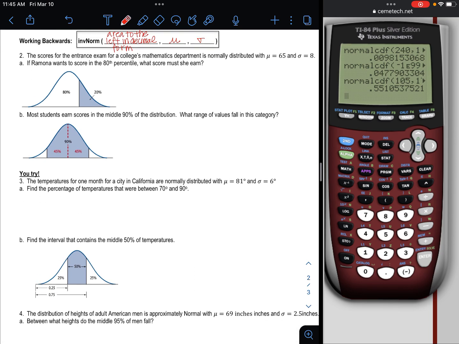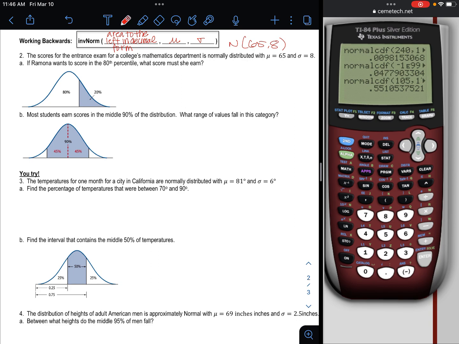It says, the scores for the entrance exam for a college mathematics department are normally distributed with a mean of 65 and a standard deviation of 8. So normally distributed, mean of 65, standard deviation of 8. If Ramona wants to score in the 80th percentile, so they gave us a shaded area, what score must she earn? We want to find X, right? We want to find that value. So that's why we're going to use inverse norm, right?